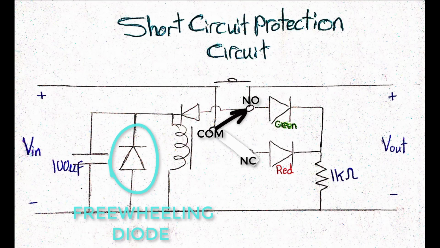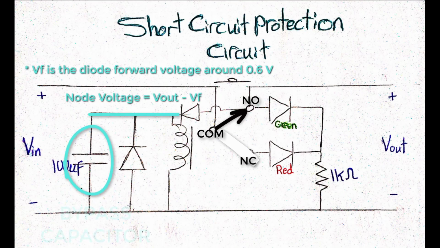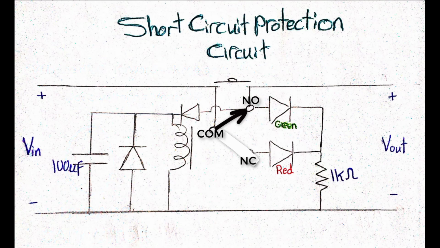The way it works is explained in detail in the Make Your Own Relay Driver episode, so make sure that you watch that video if you don't know what a freewheeling diode does. Finally, this shunt capacitor is a bypass capacitor used for stabilizing the voltage across the relay coil.